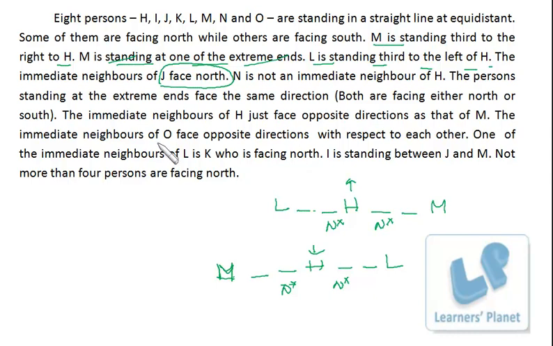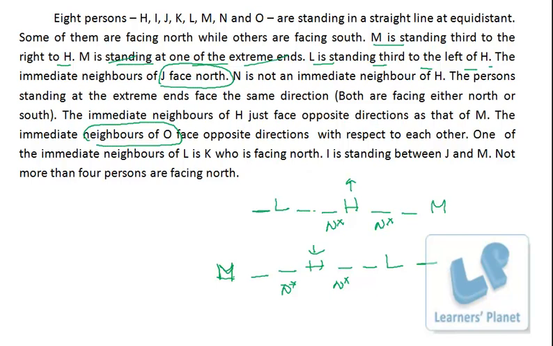The immediate neighbors of O, that means O is somewhere in between, right? Because we have neighbors in plural. Okay, one of the immediate neighbors of L is K. That means even L is somewhere in between, right? Because one of the immediate neighbors of L is K. So either this or this.